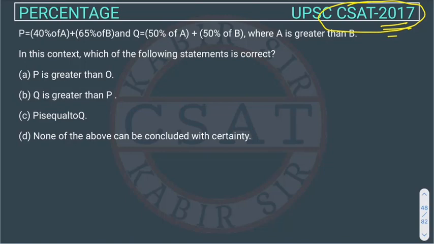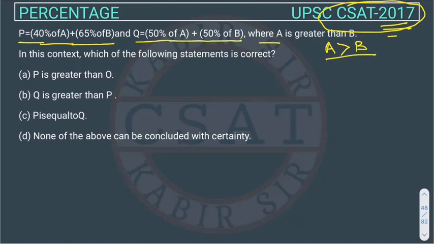This is a good question, and nowadays UPSC asks these kinds of questions because it's hard to find the direct answer through the given data. So here we have to guess. The question is: P is equal to 40% of A plus 65% of B, and Q is 50% of A plus 50% of B, where A is greater than B. We know only this, and we have two equations.